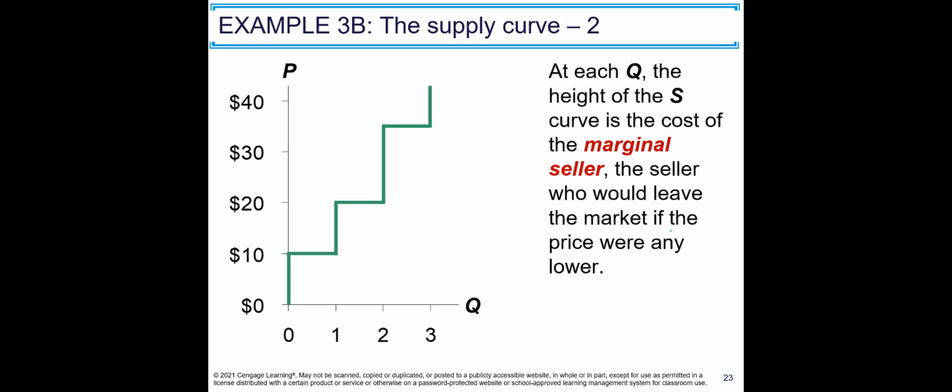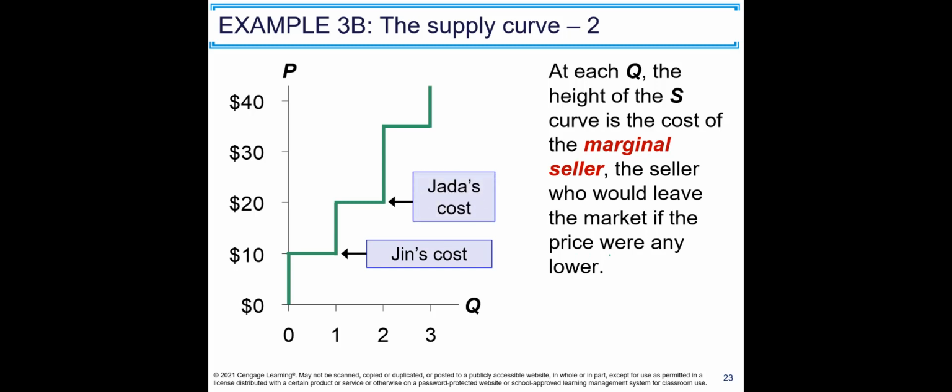At each quantity, the height of the supply curve is the cost of the marginal seller. So who is the marginal seller? Marginal seller is the one who would leave the market if the price were any lower. So here, this represents marginal seller, the point here. The reason is Jean's cost is $10, and if the price is any lower, Jean is going to leave the market.